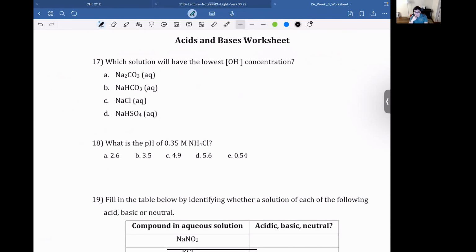All right, this one says, which solution will have the lowest OH concentration? So which one is essentially the weakest base out of all of these? All of these, except for NaCl, can act as a base in water. So both of these can act as bases.